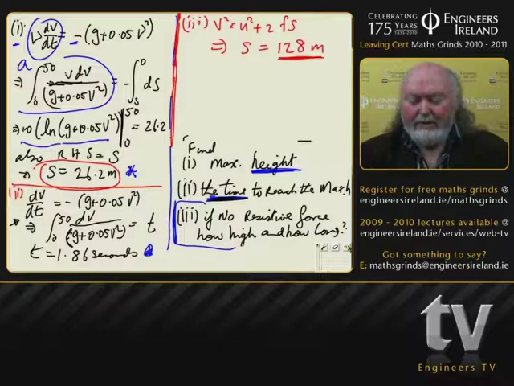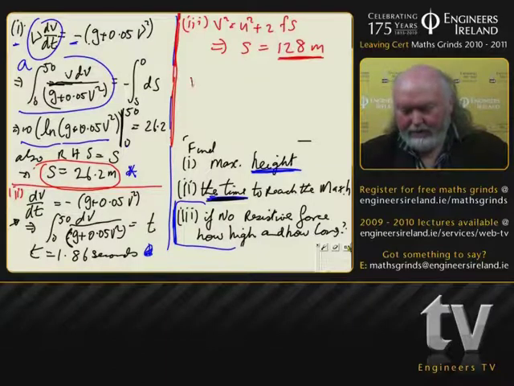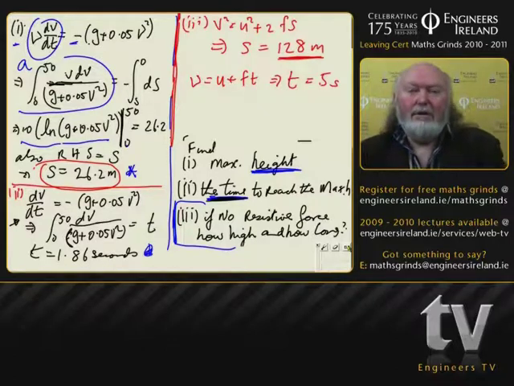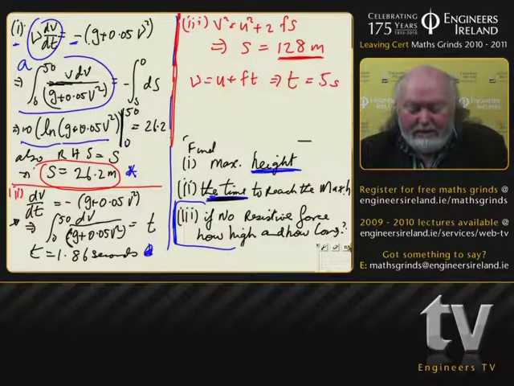Now, how long would it have taken? That's just v equals u plus ft implies t equals 5 seconds. So at this time it would have continued moving for 5 seconds. Prior to this it was 1.86. And in 5 seconds it would get just about 5 times as high up as it actually got with that air resistance.